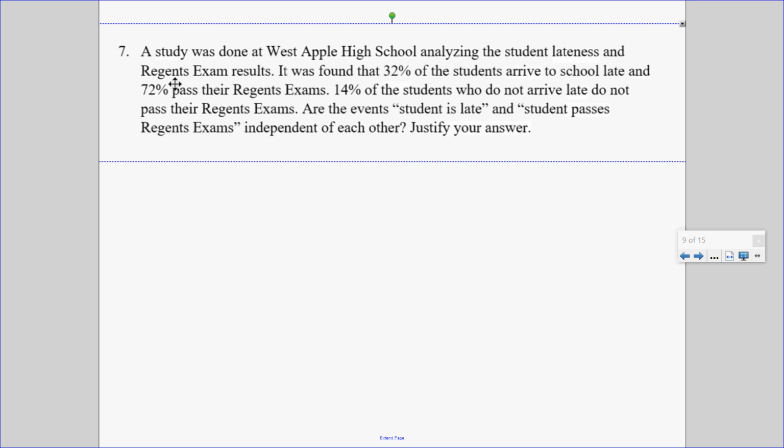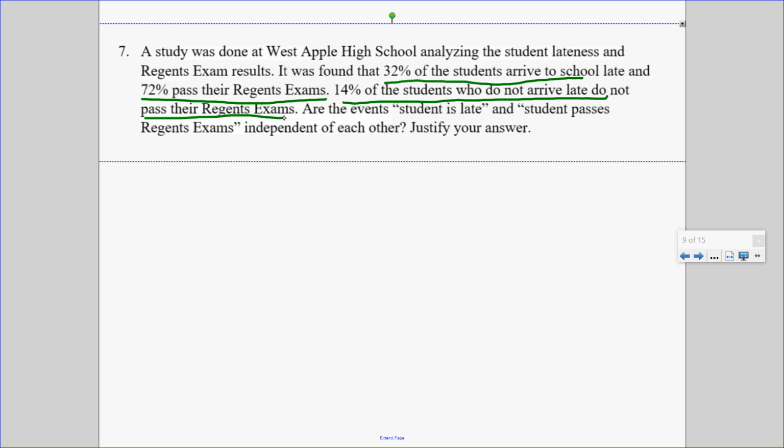A study was done at West Apple High School analyzing the student lateness and Regents exam results. It is found that 32% of the students arrive to school late and 72% pass their Regents exams. So that looks like P of A and P of B there. Arriving to school late, Regents exam. 14% of the students who do not arrive late do not pass their Regents exams. So that is not P of A and B.